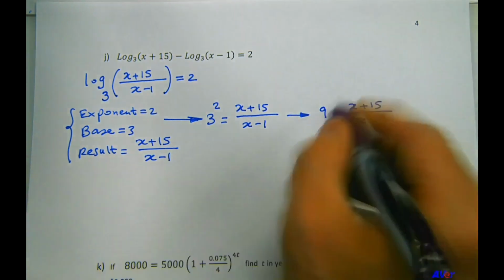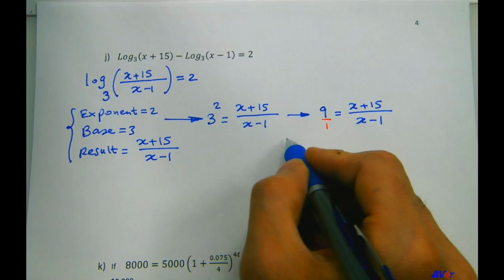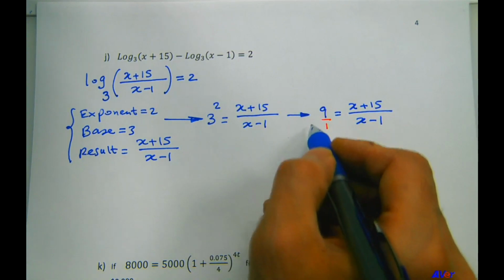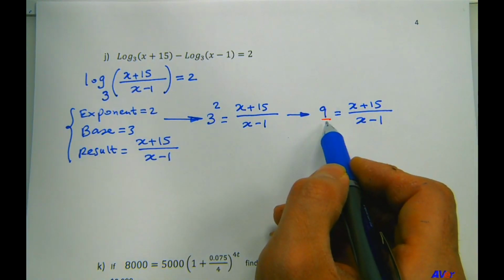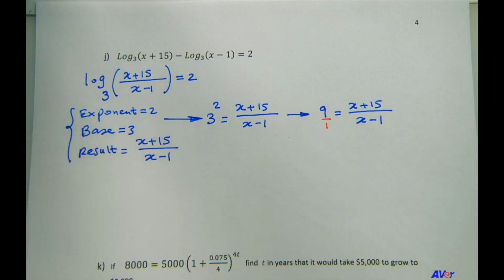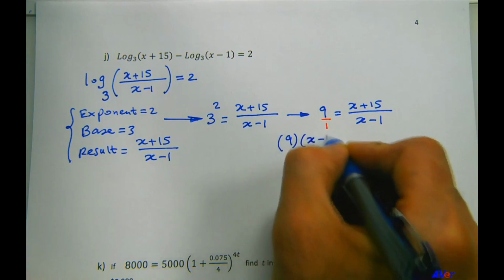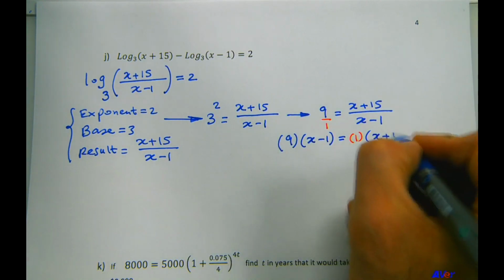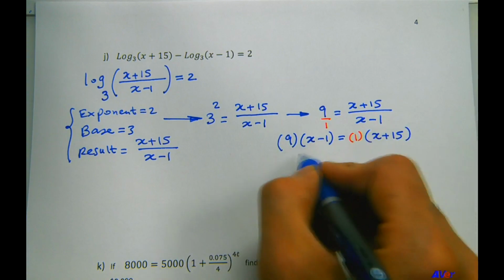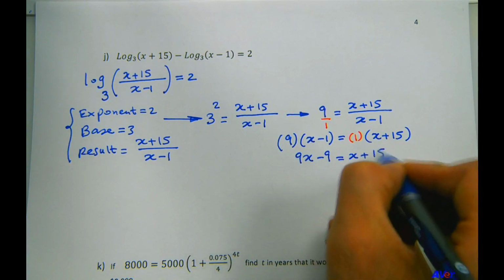So we know that the denominator here is 1, right? So we can cross multiply. Or if you don't like to cross multiply, think of it like this: multiply both sides by x minus 1. It's the same thing as cross multiplying. Okay, so we have 9 times x minus 1 equals 1 times x plus 15. So what do we have? We have 9x minus 9 equals x plus 15.